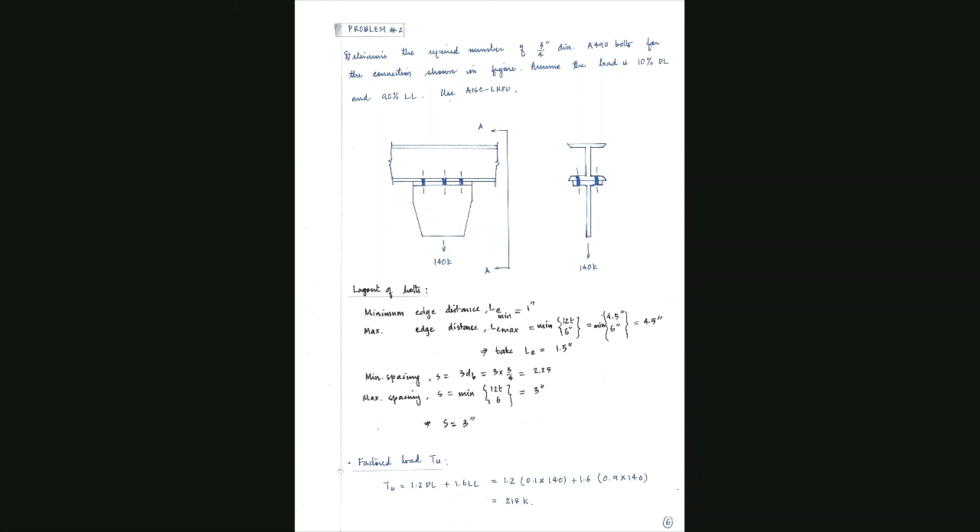What you have to calculate is Tu. Tu is calculated from Tu is equal to 1.2 times dead load plus 1.6 times live load. All these values are given to you. Your load in tension is given to you. Calculate the ultimate load, and then phi Rn is calculated from phi Rn is equal to phi Fnt Ab. Your phi is equal to 0.75. Fnt is from the table.